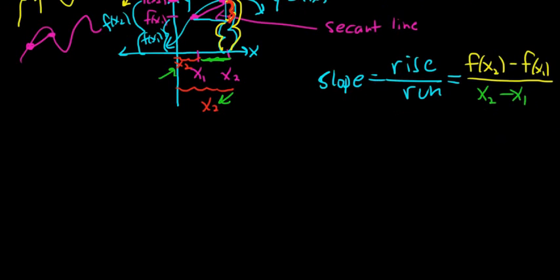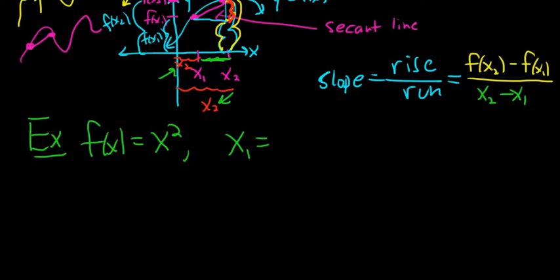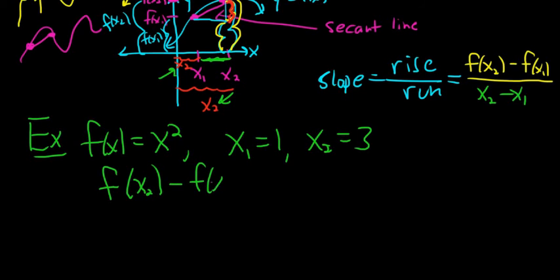Let's go ahead and do a really simple example so you see how it works. Say we have f of x equals x squared. And let's find the average rate of change from x1 equals 1 to x2 equals 3. So all you do is use the formula: f of x2 minus f of x1 over x2 minus x1. Now, it doesn't matter which one is x1 and which one is x2. You get the same answer.